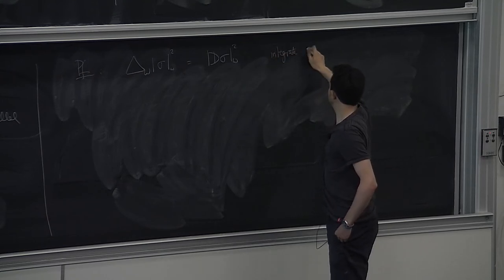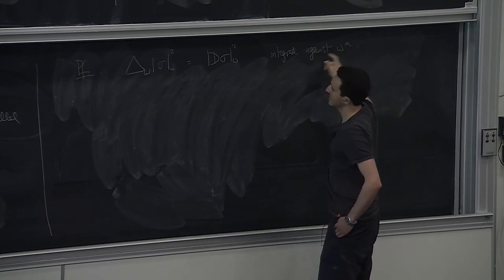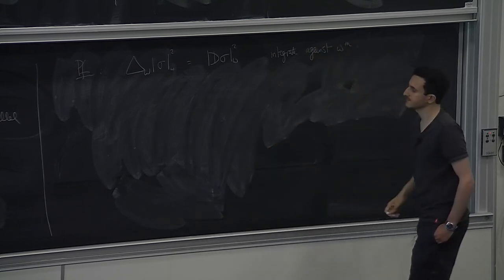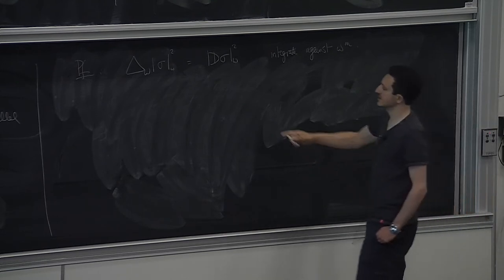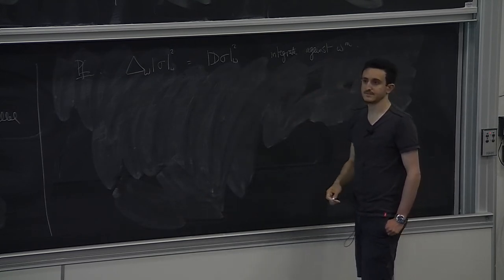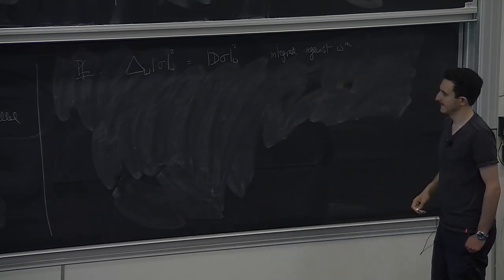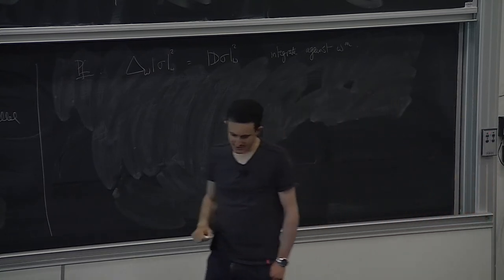And then you integrate against the closed form omega to the n, and the integral of the Laplacian is 0. Therefore, this non-negative quantity integrates to 0, so it's 0 everywhere. Okay, so that's the proof.